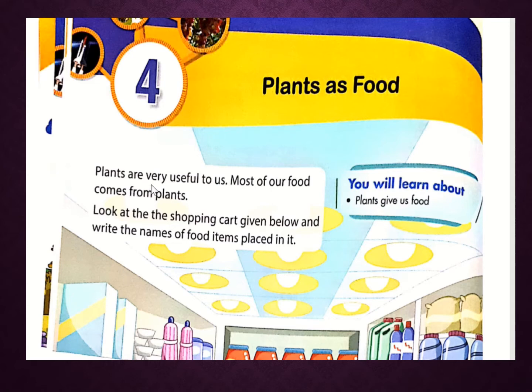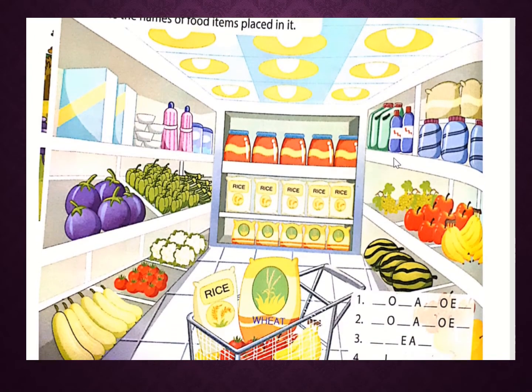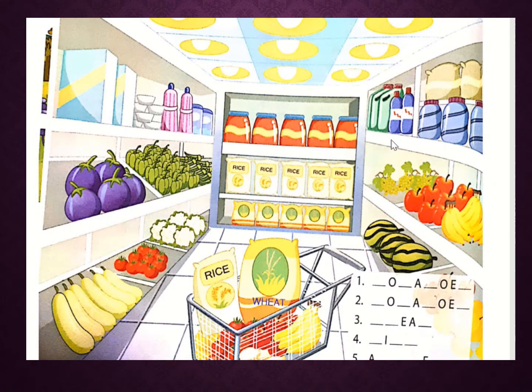So plants are very useful to us. Most of our food comes from plants. Why? Because most of our food comes from plants. Look at the shopping cart given below and write the names of food items placed in it. Now let's look at the shopping cart. Even when you go to the mall, you see a lot of food, right? Where do you think this food came from?